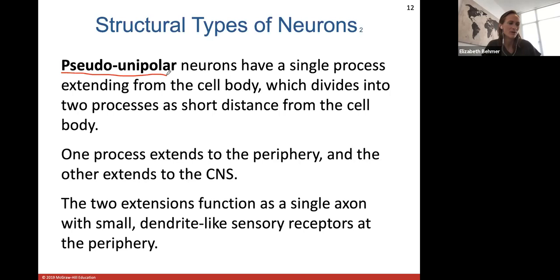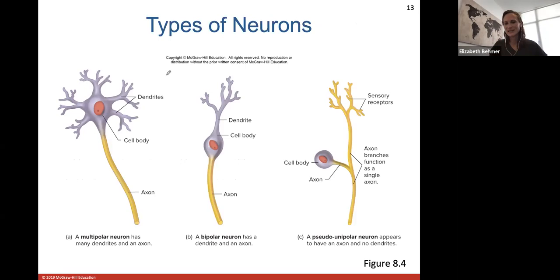And here we have the three different types of neuron. Again, the multipolar neuron is the most common that you'll find in motor neurons or the central nervous system. The bipolar neuron we'll find in parts of the eye called the retina, and then a pseudo-unipolar neuron with just one kind of branch has the cell body off to the side.